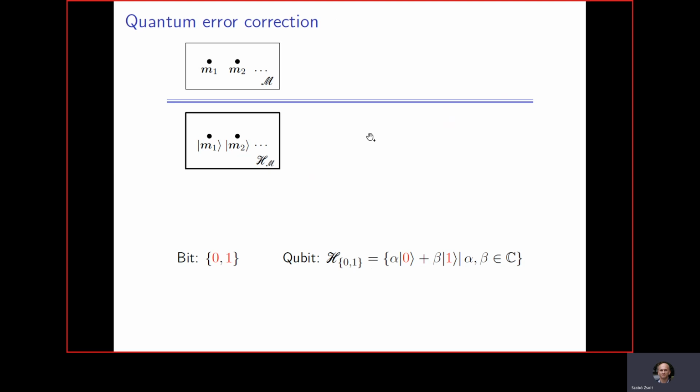Now let's see the quantum version of the error correction. The analog of the message space M is a message Hilbert space HM, and to each message there corresponds a message state, and these message states form an orthonormal basis for HM. This relation is very much the same as the one between a bit and a qubit. To each classical state of a bit there corresponds a basis state, and these basis states form an orthonormal basis in the Hilbert space of the qubit. This orthonormal basis is called the computational basis.